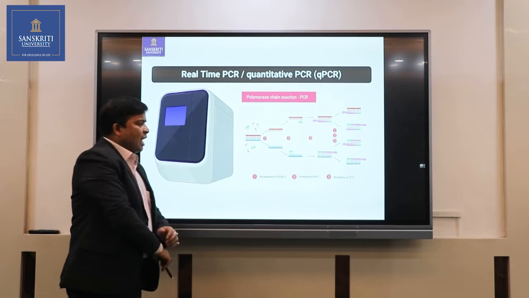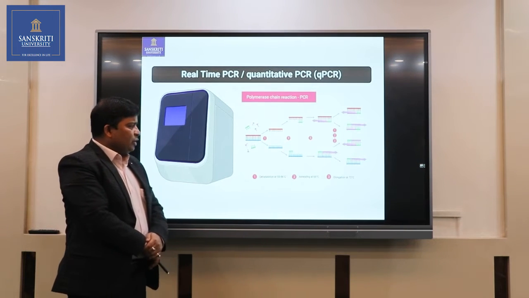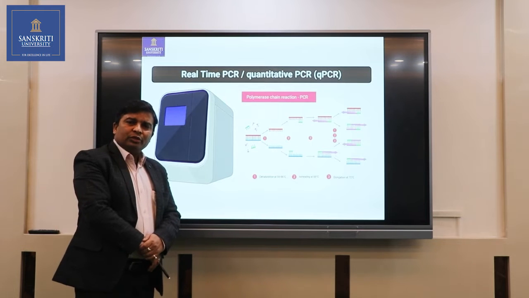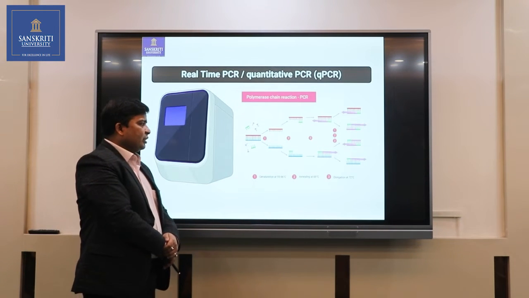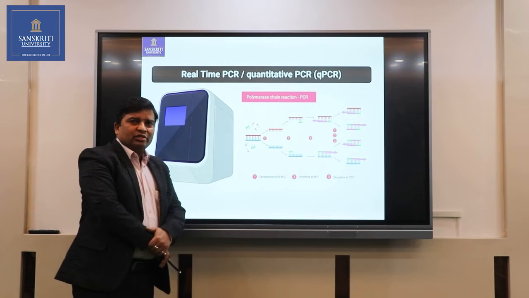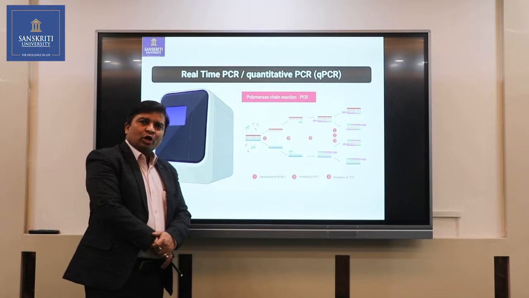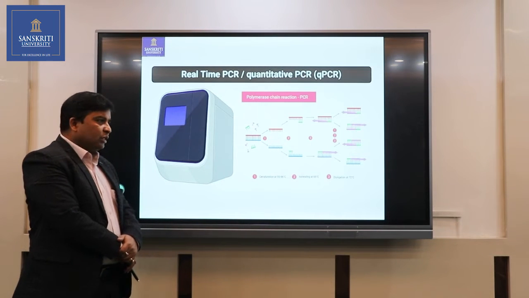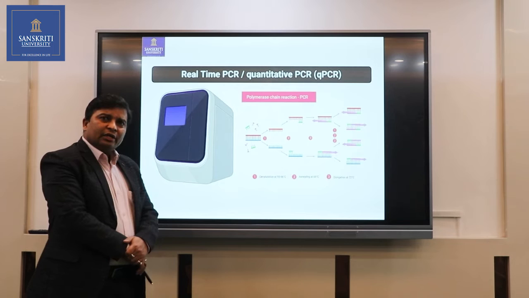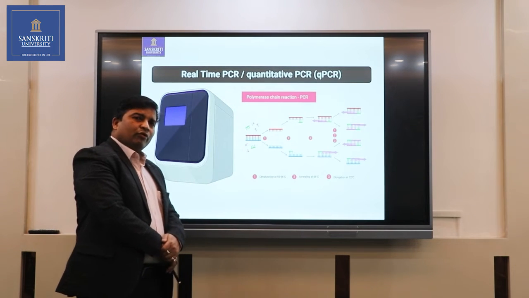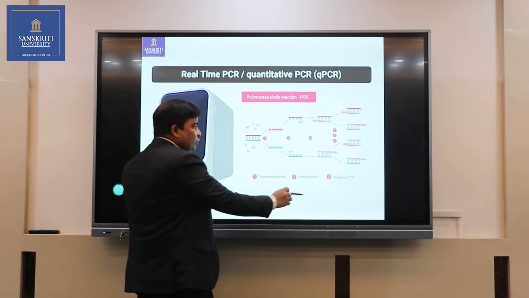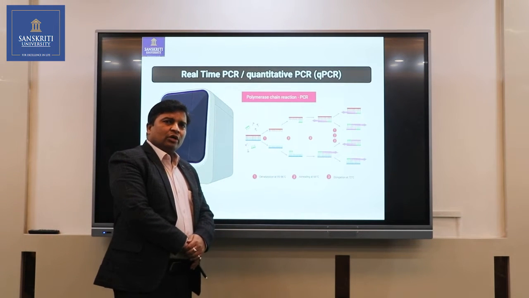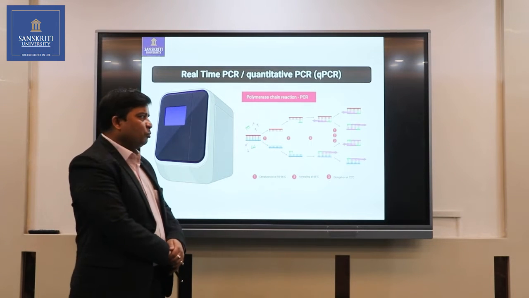The first step is denaturation. We use a temperature of 95 to 96 degrees Celsius for denaturation, melting both strands of the DNA into single strands. Then we go for annealing, normally at 68 degrees Celsius, but it depends on the GC content of the primers. To optimize the annealing temperature of the PCR, we go for gradient PCR. The third step is elongation. We generally use 72 degrees Celsius for the elongation and extension of the PCR.